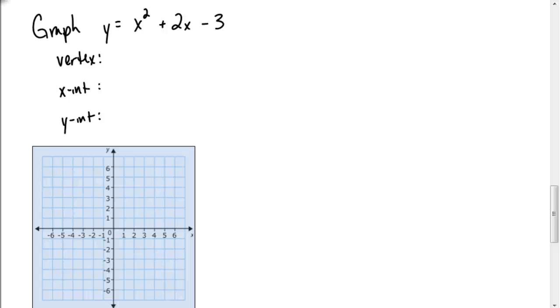Okay, let's see what you did here. So to start out with, to find your vertex, it's the opposite of b divided by 2a. b in this case is 2, so the opposite of that would be a negative 2. a is 1 again, so we would have 2 times 1, which is just 2. And negative 2 divided by 2 is negative 1. So the h, or the x value of the vertex, is negative 1.